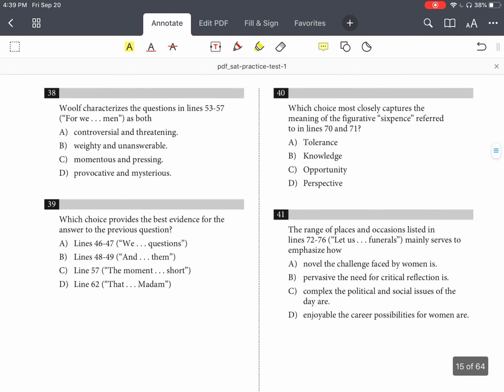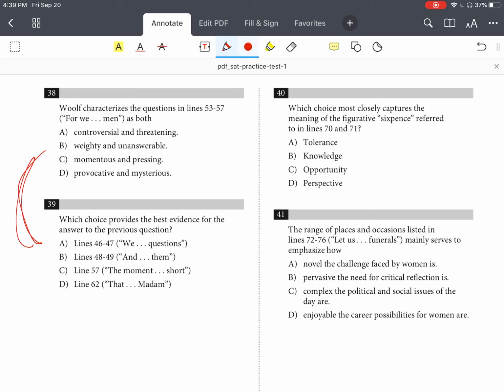Onward to 38. Woolf characterizes the questions in lines 53 to 57 as both. All right, this is another question where you have a paired question, and you can use the answer to 39 to answer 38. So let's go back to 53 to 57.